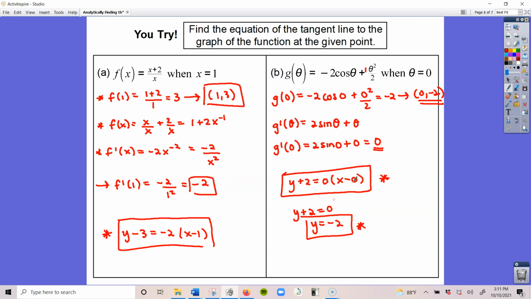This one is point slope form. This is slope intercept form, more or less. And this here though is not the equation of a line. Like this is not an acceptable form. So either you leave it like this or you go all the way and solve for y.